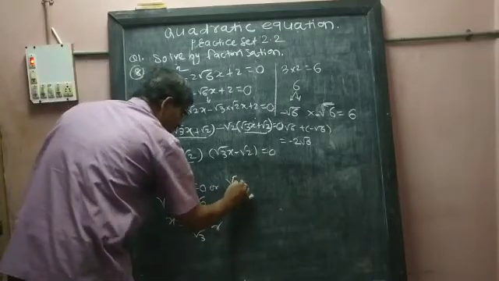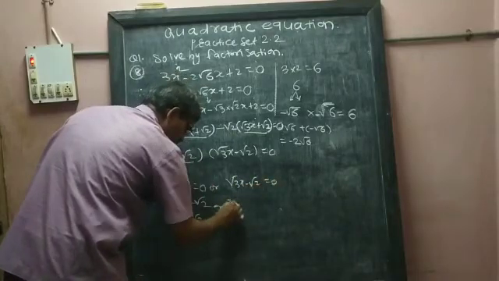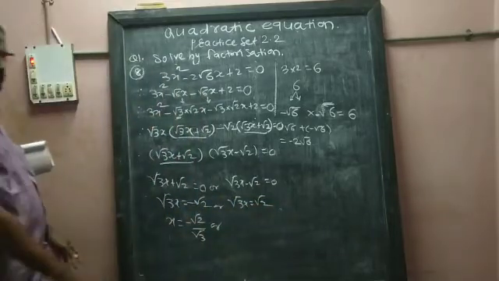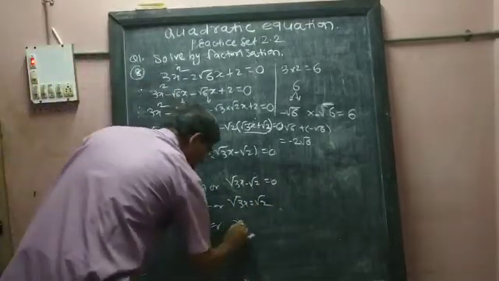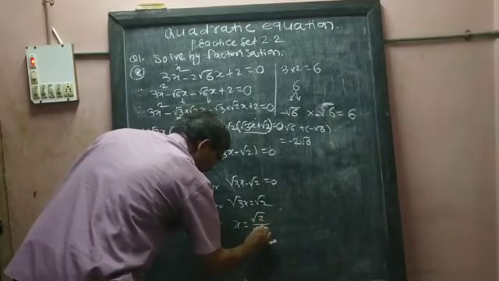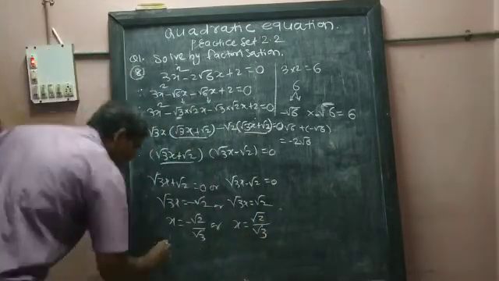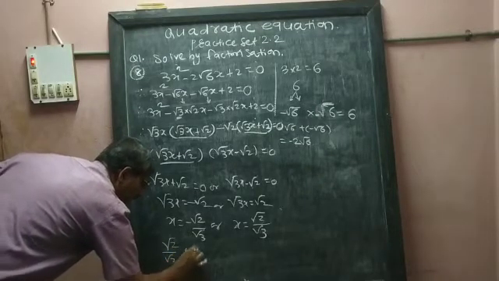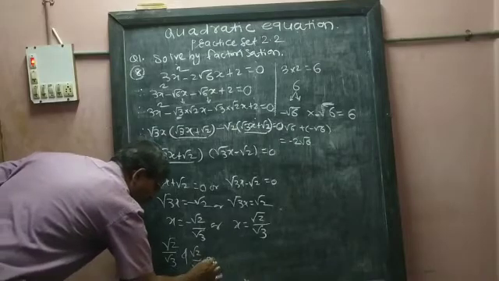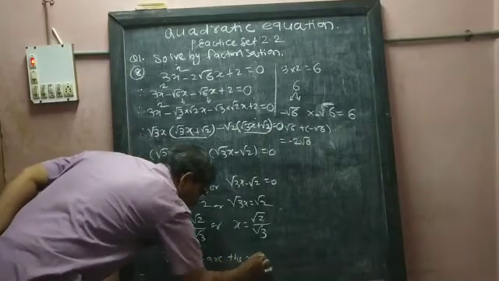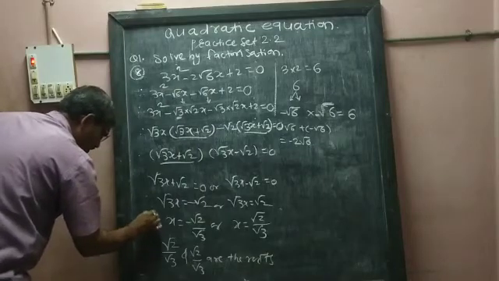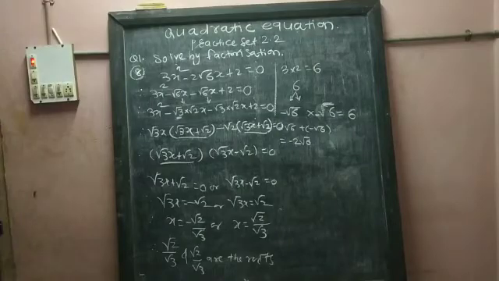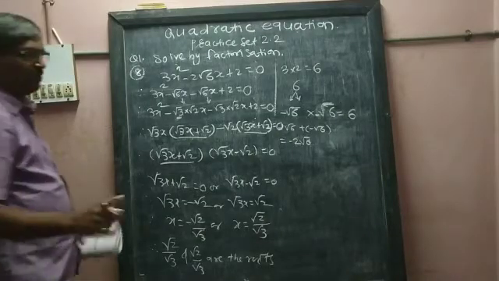Or root 3x minus root 2 is equal to 0. Now root 3x is equal to, it goes to the other side, it becomes positive root 2. And now x is equal to, what will become the final answer? Root 2 divided by root 3. Thus you should write that root 2 upon root 3 and minus root 2 upon root 3 are the roots of the given equation. Don't forget the therefore sign. You should write that therefore sign. If you do not write it, you will lose marks.